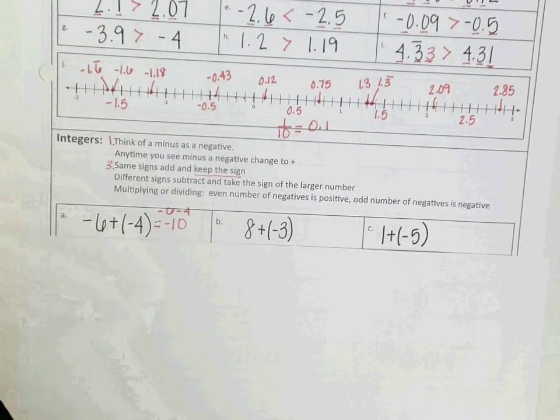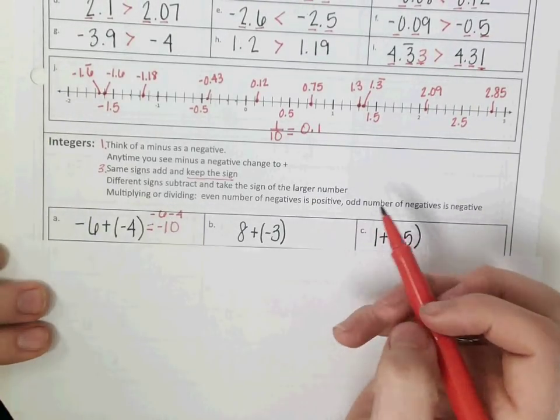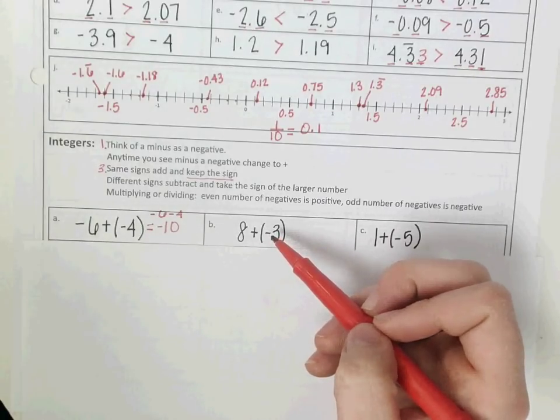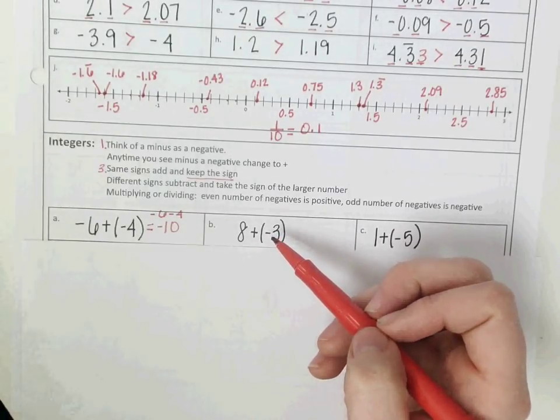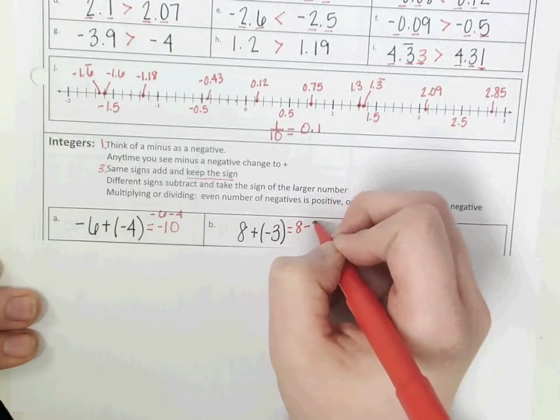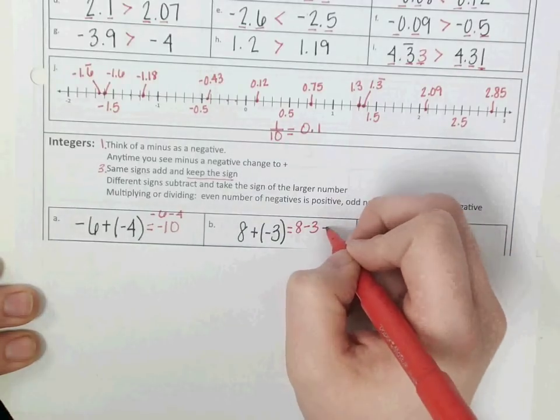Part B is 8 plus negative 3. So again, we have a double sign, and a lot of times we don't like double signs. If I have a positive and a negative, we know with multiplication, it's going to give me a negative. So I can actually just rewrite this as 8 minus 3. That negative is going to win out. And we know that 8 minus 3 is just 5.